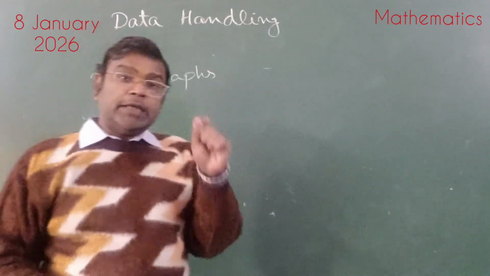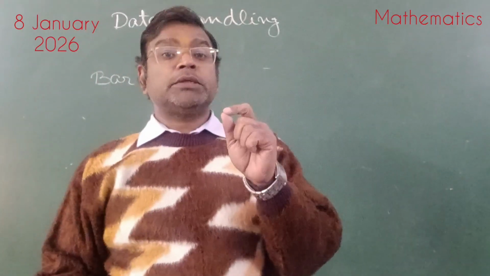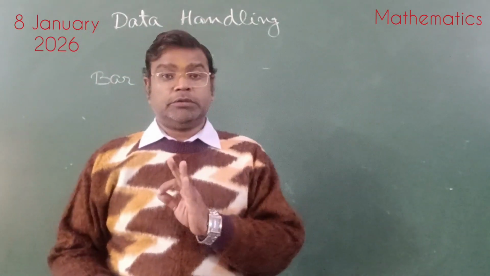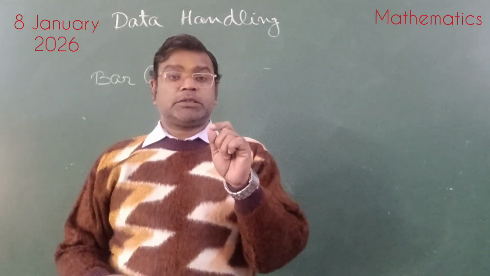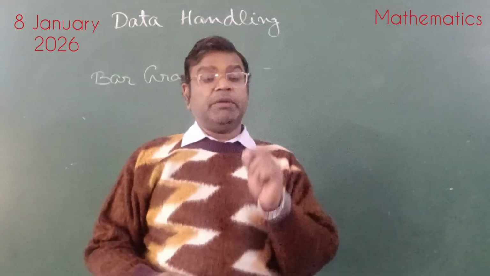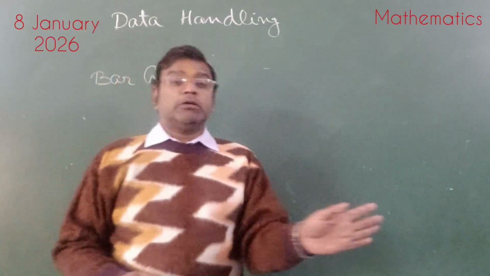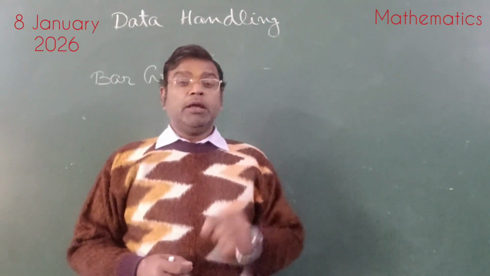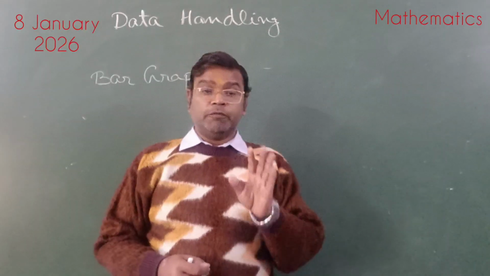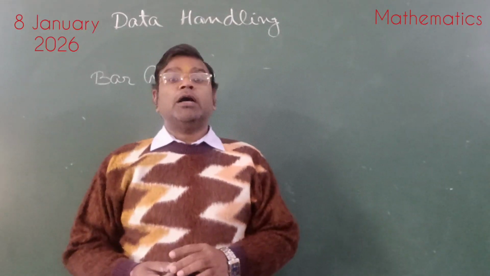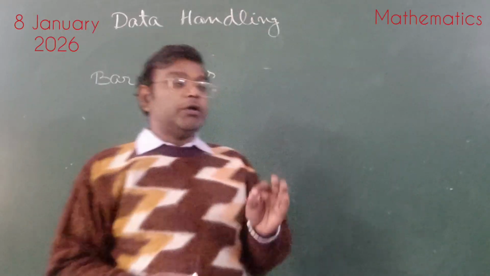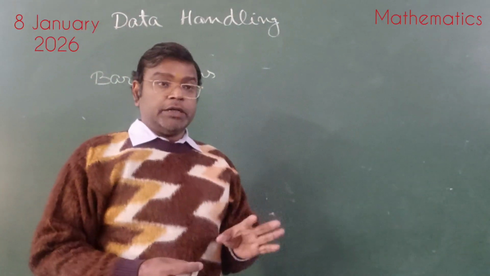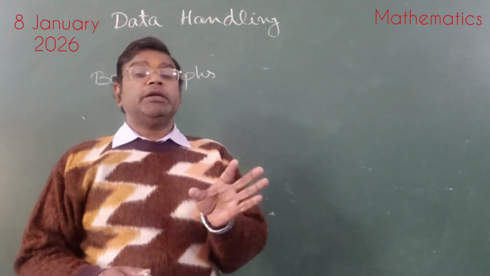First, as I told you, bar graphs are the visual representation of data in the form of bars. Bars may be horizontal or vertical, depending on the question. Bar graphs are of two types: one is the simple bar graph, the other is the double bar graph. In a simple bar graph, we draw some bars to represent some given data.